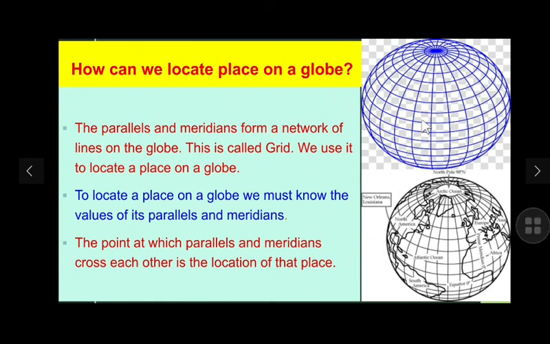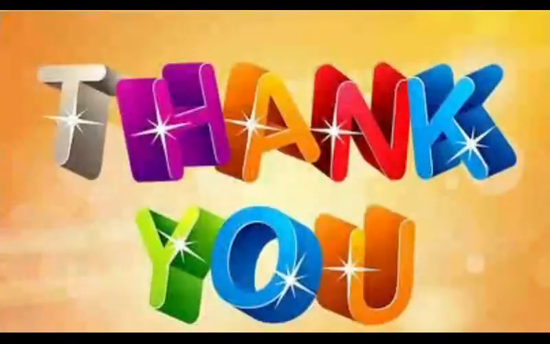So to locate a place on a globe, we must know the values of its parallel and meridian. The degrees are very important, and also the values which we have learned just now. The point at which a parallel and meridian cross each other is the location of that place. You can see here some of the places, for example North America and the Atlantic Ocean. This is how we can see the location properly, because of these parallels and meridians only.